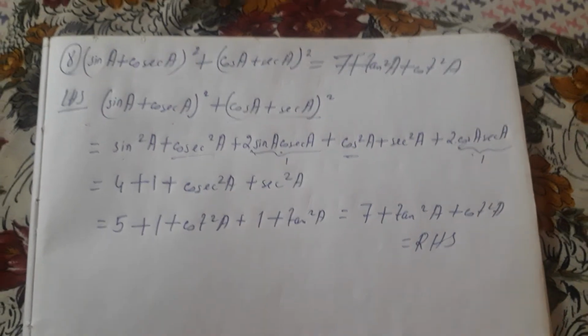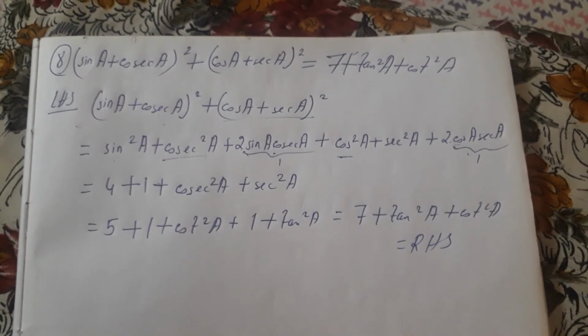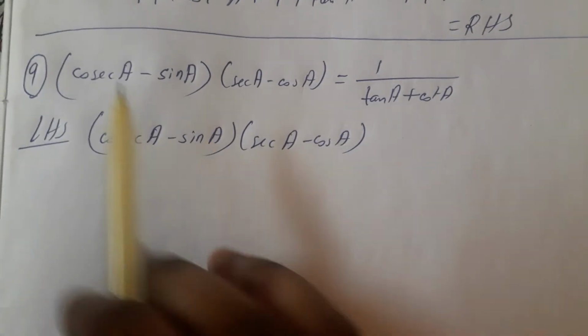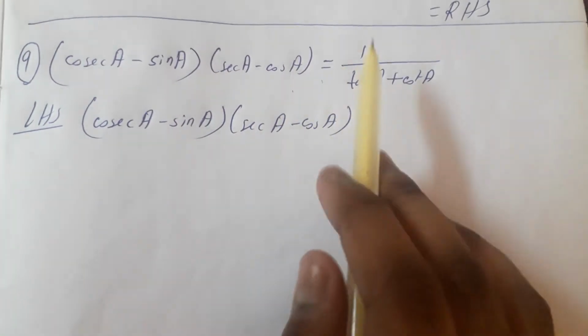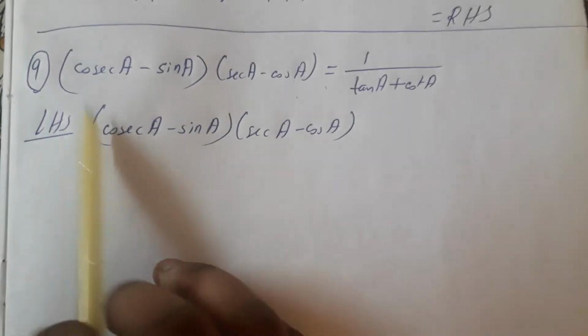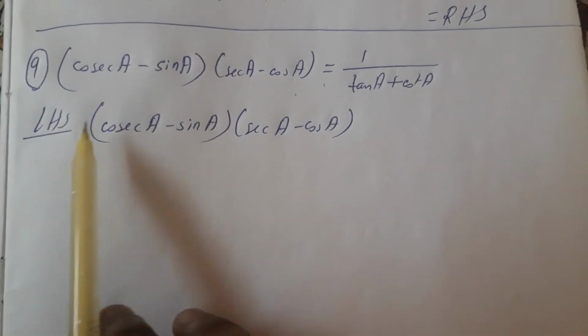Pause the video and see it properly. Now see the next one. It is given: (cosec A minus sin A) into (sec A minus cos A) is equal to 1 by (tan A plus cot A). Now you have to start from the LHS. Now see, this is given.